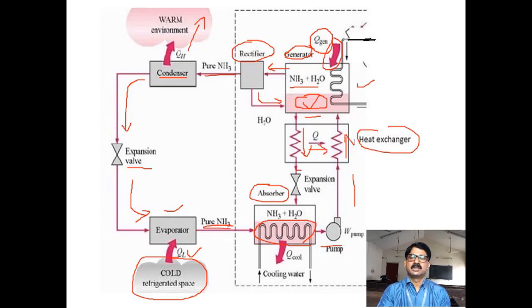Further, the temperature of this weak solution is reduced by passing it through an expansion valve, and here this weak solution then absorbs the ammonia and becomes a strong solution, and the process repeats. So this is how a vapor absorption refrigeration system works. You can draw a neat diagram of this and explain this in your own words.